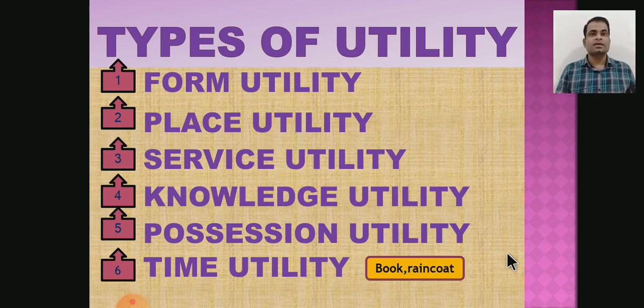So here we have seen all the types of utility. Form utility, second is place utility, third one is service utility, fourth one is knowledge utility, possession utility, and last one is time utility.